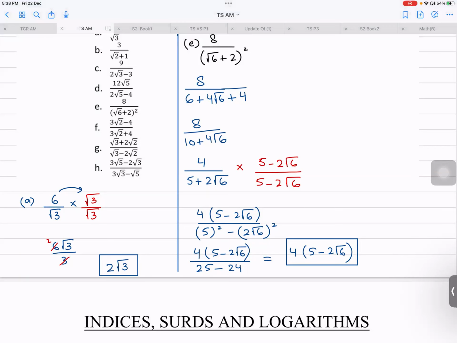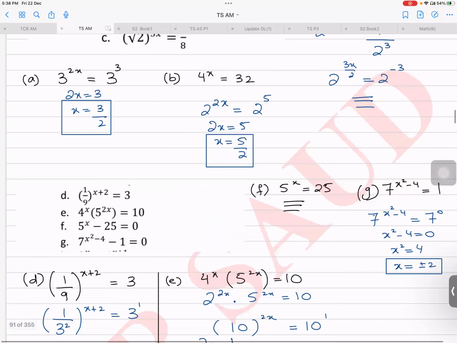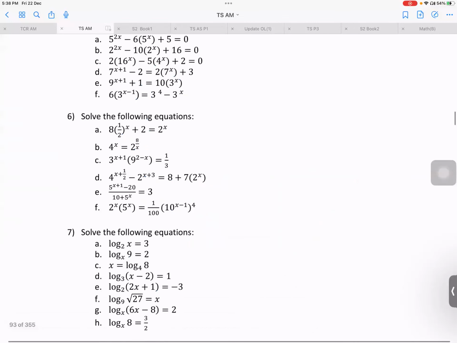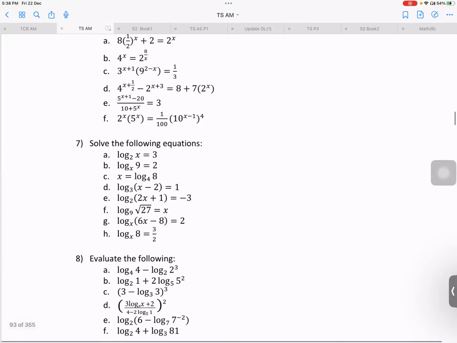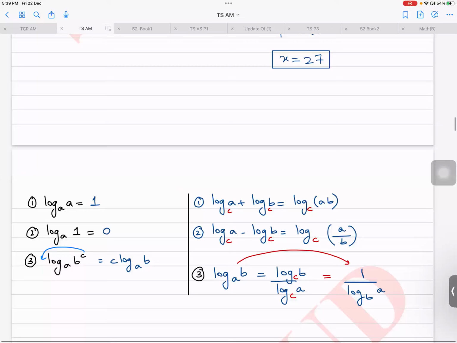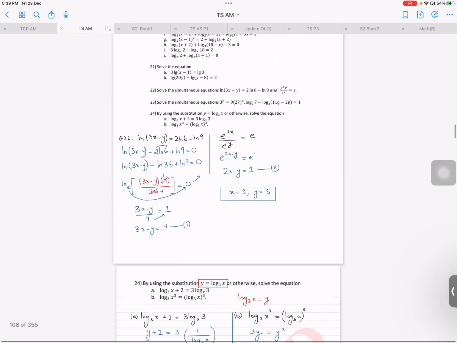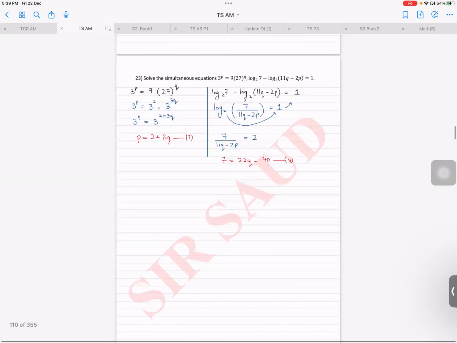Okay, the next question that we will do is going to be from the past papers. Where are the past papers? Yes. Question number 3.